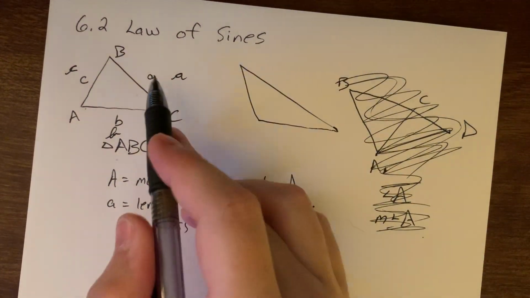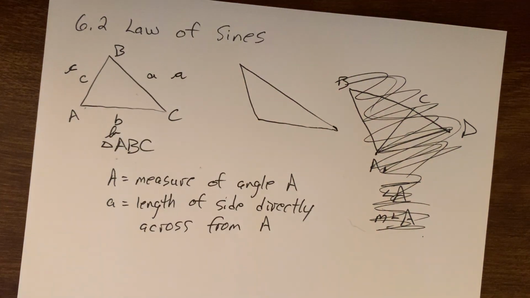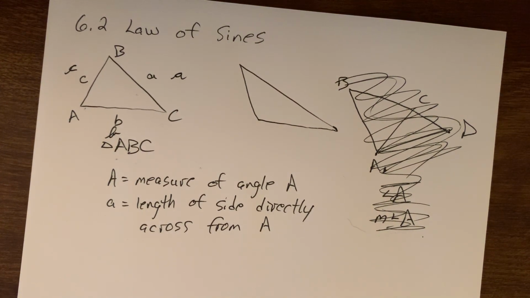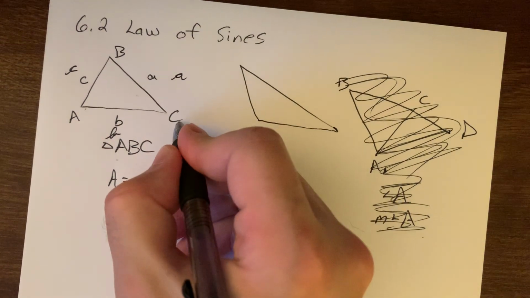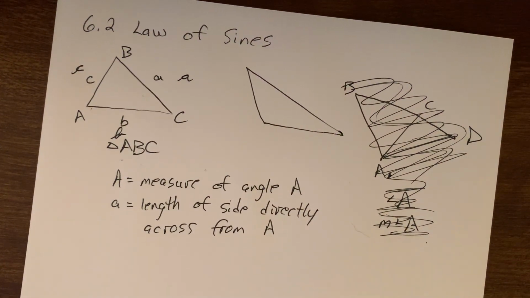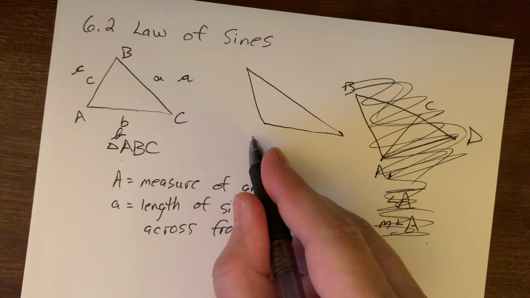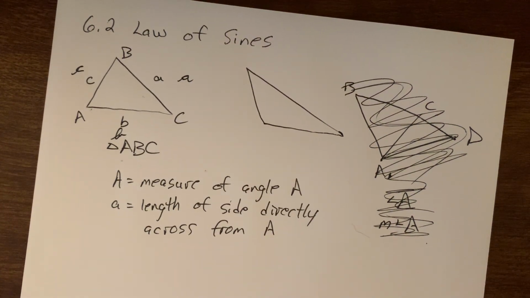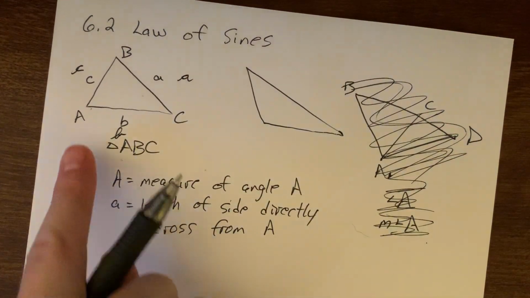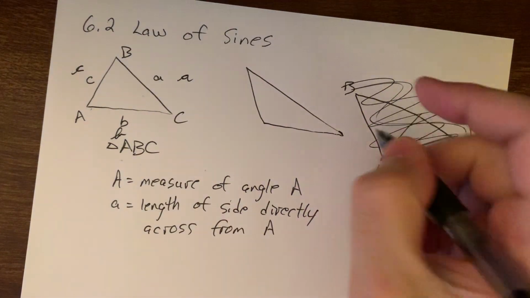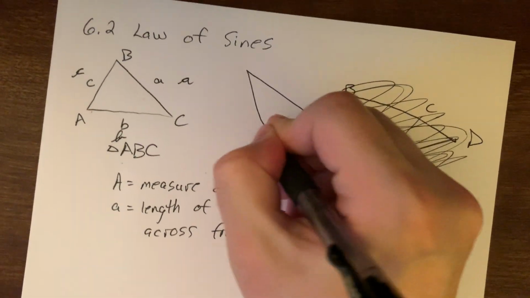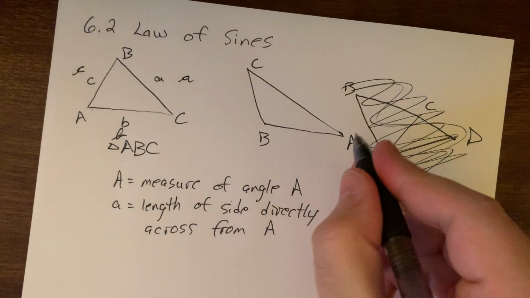But that's your choice. I will stick with the lowercase print letters. But just for some people, they'd rather use the script just so it's a little bit more distinguishable, especially angle C versus side C. Over here, if we had a triangle that looks more like this, same thing, everybody. And I don't have to start A from the bottom left corner. I could start A here, A, B, C, like that.